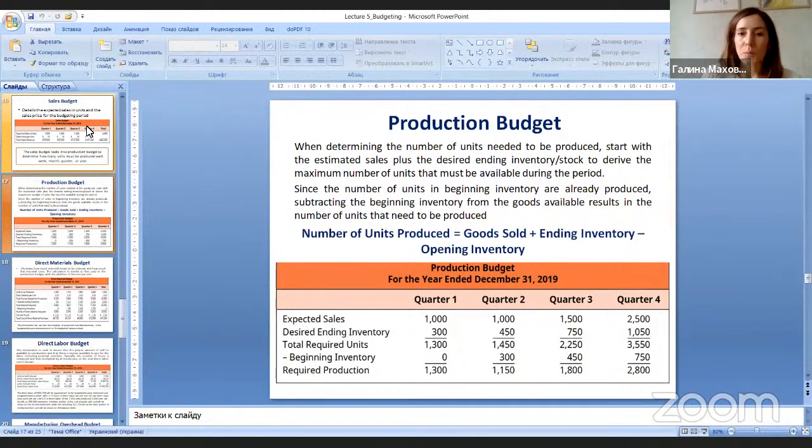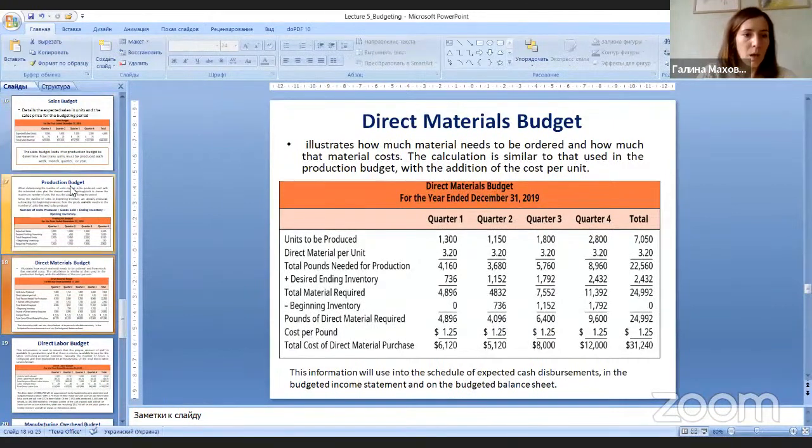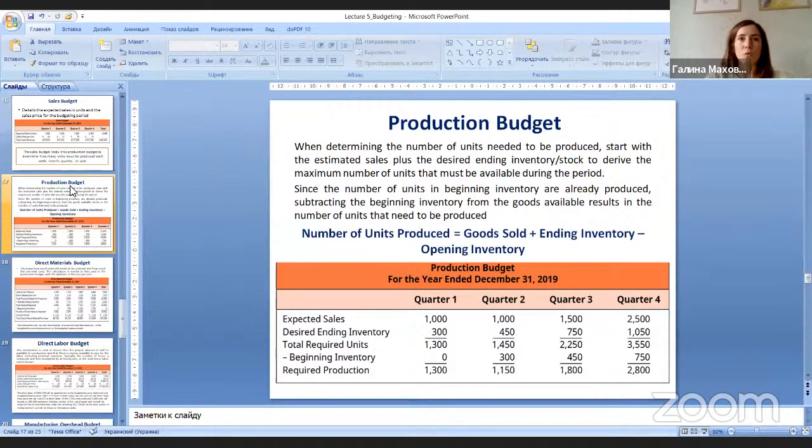The next budget, the second budget, is the production budget. Why do we have sales and production? Because a company usually wants to have some inventory of products, or stocks of products, at the end and beginning of the period. So the company will not produce only the quantity that it wants to sell, because the company has some inventory, and we should take this inventory into account and define how many products we should produce. You can see here the formula: number of units produced equals goods sold, how many products we want to sell, plus ending inventory minus opening inventory.